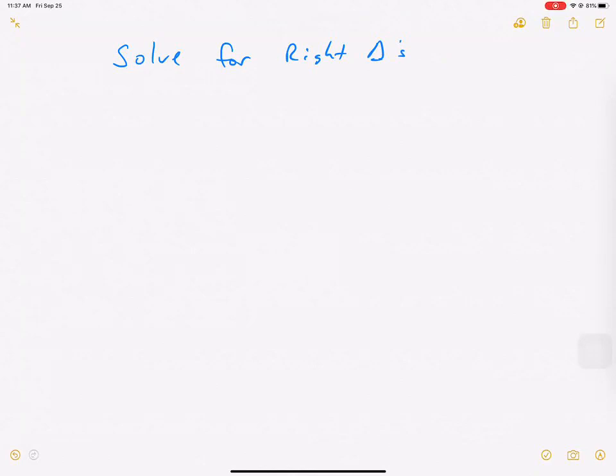Okay, and there's some requirements that we need to have to solve for these right triangles. So we need to know 3 things about each triangle. In order to solve for any triangle, we need to know at least 3 bits of information.